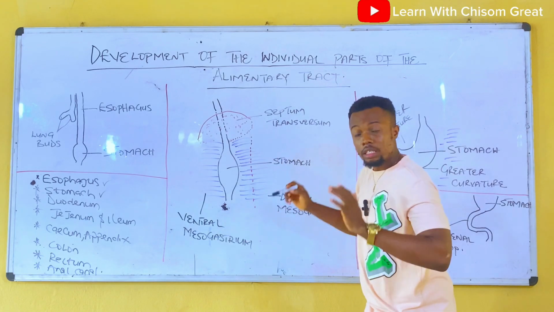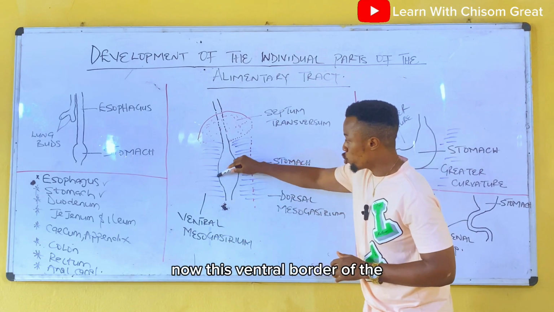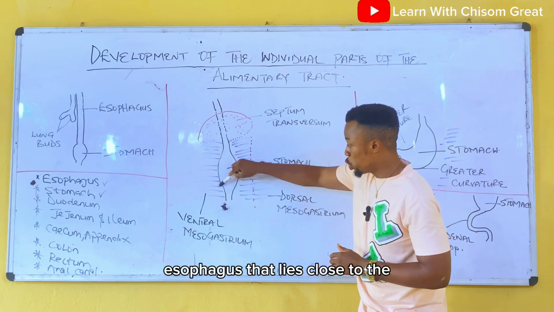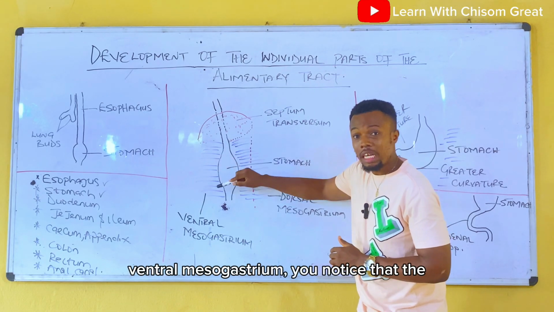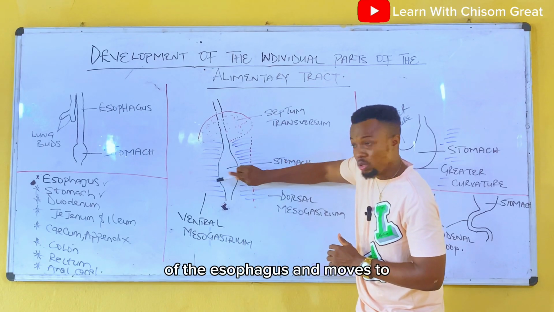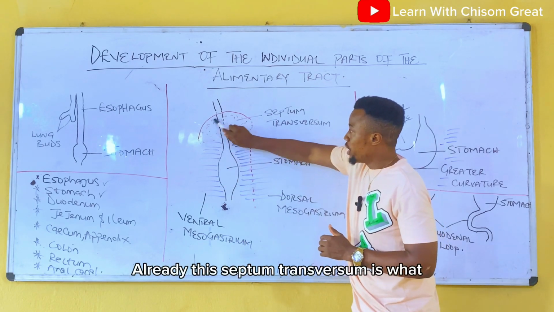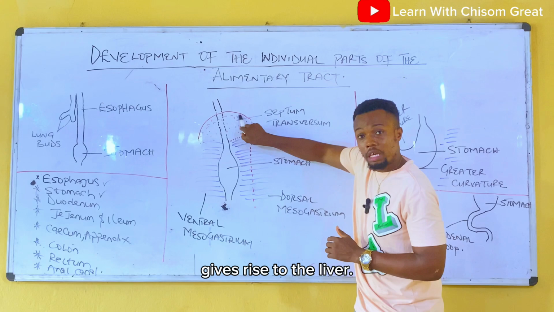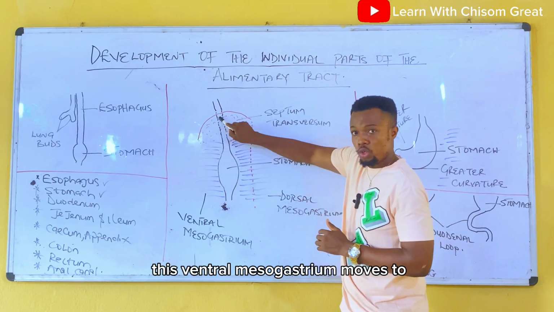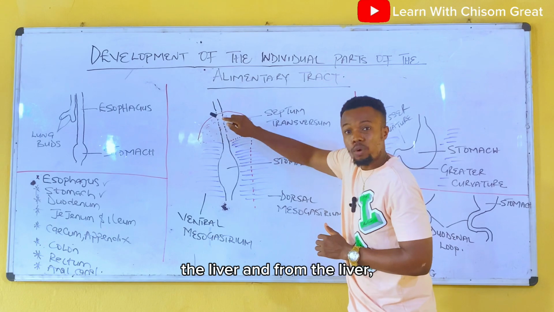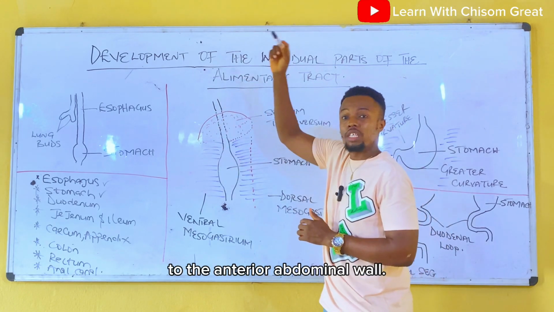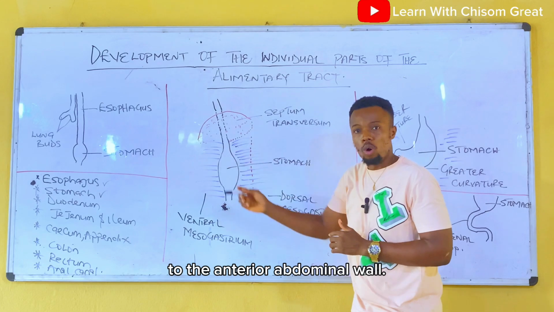Now, this ventral border of the stomach that lies close to the ventral mesogastrium, you notice that the ventral mesogastrium moves from this part of the stomach and moves to the liver. Already this septum transversum is what gave rise to the liver. So this ventral mesogastrium moves to the liver, and from the liver it moves to the diaphragm, and from the diaphragm it moves to the anterior abdominal wall.